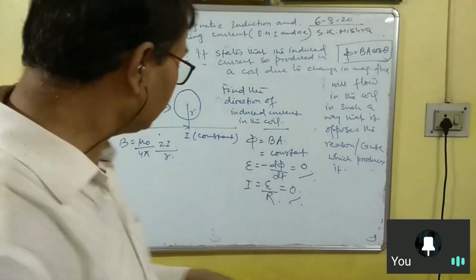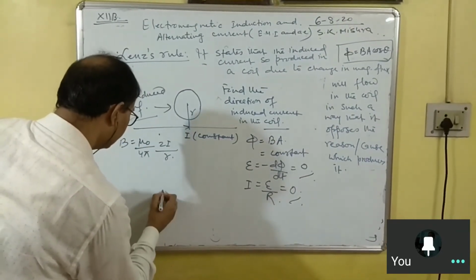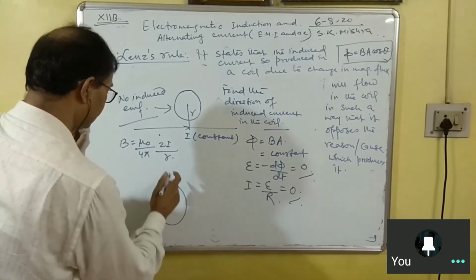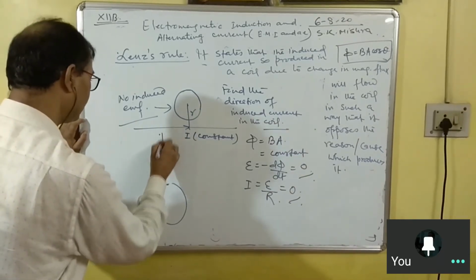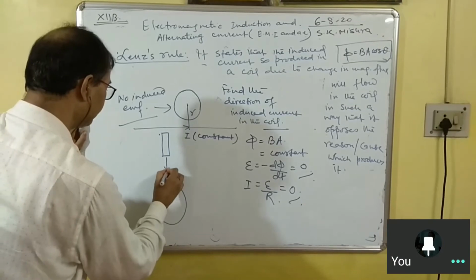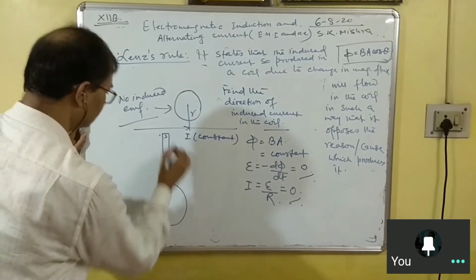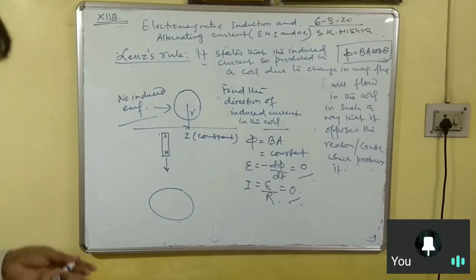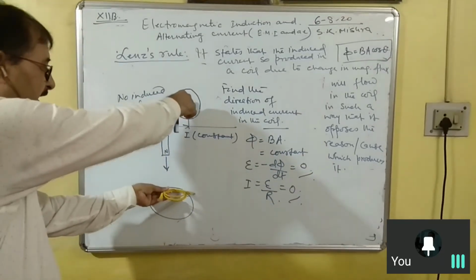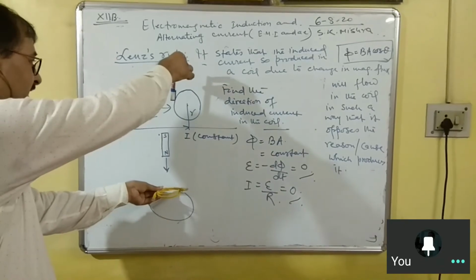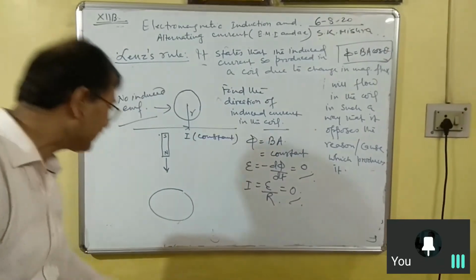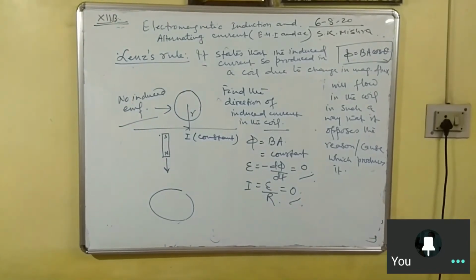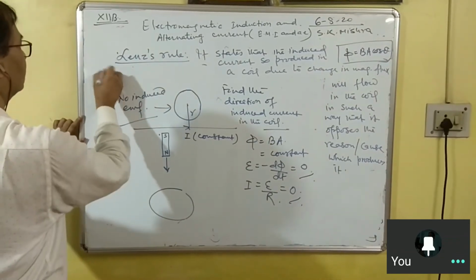Yeah? The second question: you have a coil, and you have a magnet also. Now, when the magnet is falling, suppose this is the north pole. Better to draw the diagram like this. So here is your coil and the magnet is falling like this. Then the question is, what is the direction of induced current in the coil? What will be your answer?